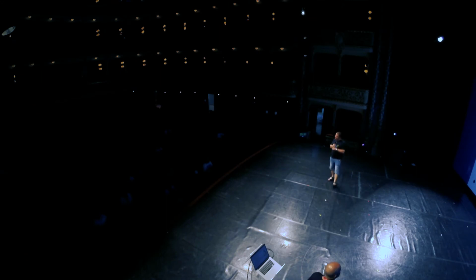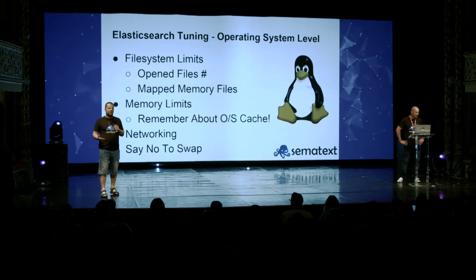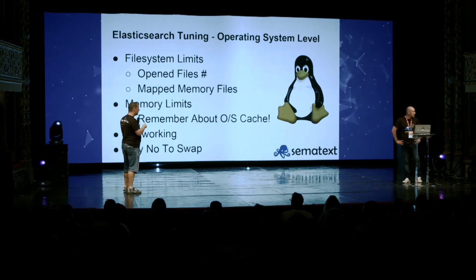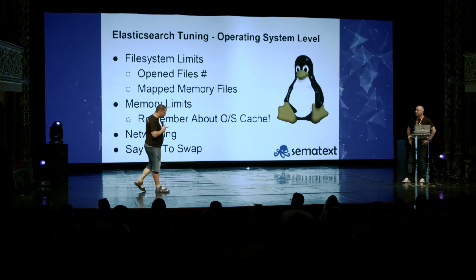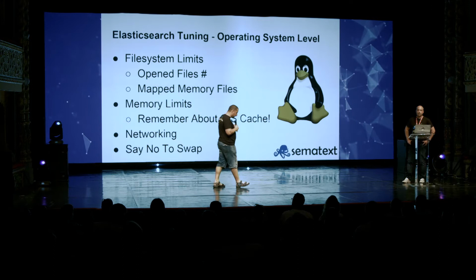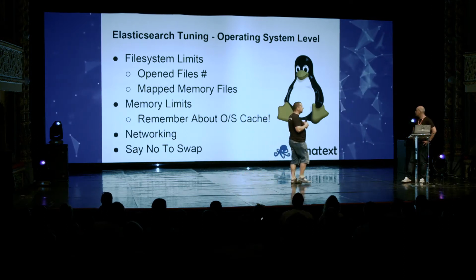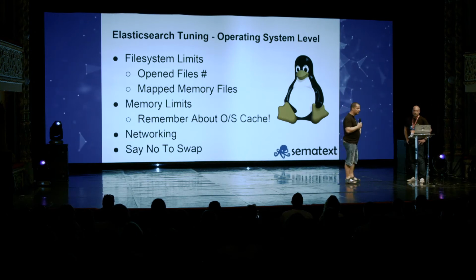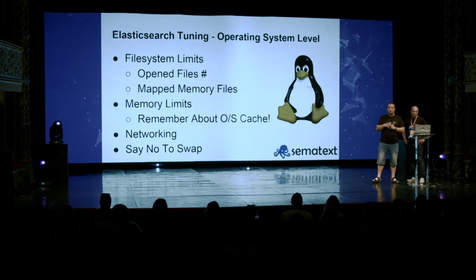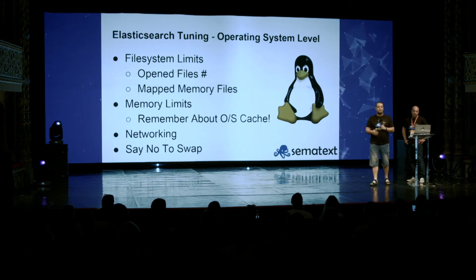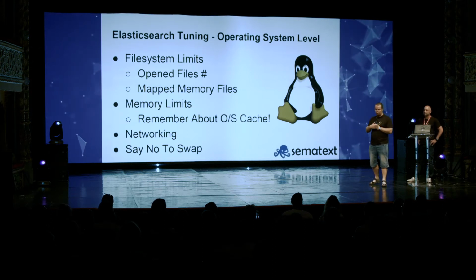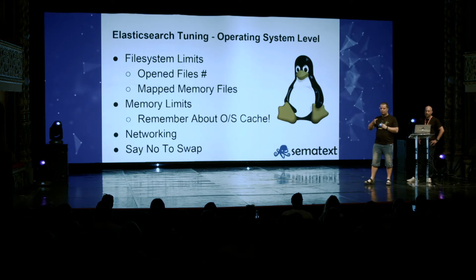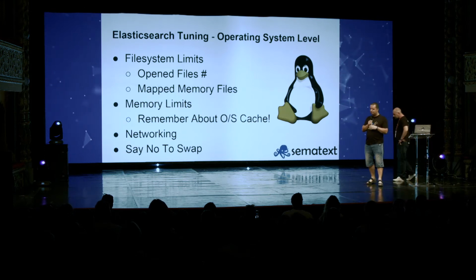Actually, one more thing. I forgot about it. We have a Linux here, right? So operating system level, that's connected to the Docker containers, which we'll get back to. So file system limits, remember about that. Elasticsearch uses memory mapped files, so it needs a lot of file system handlers. We have the memory limits, and the more you leave for the OS caches, the better. And finally, the networking. Elasticsearch needs to know about the nodes, and they need to see each other, so be able to communicate with every node between them.